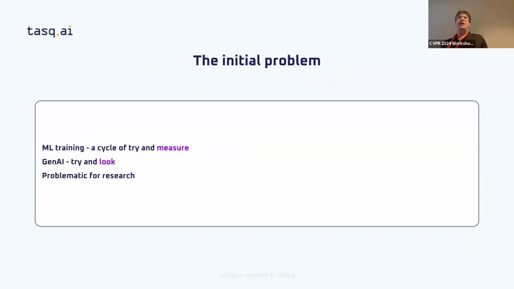So the initial problem is that when we develop a standard machine learning model, we have a cycle of we try something and we measure it, and we try and we measure it, and like that we train again and again, fine-tune parameters until we have something that's hopefully good enough. Now, in generative AI, we don't have the measure part. So we try something and we look, and we try and we look, and we just look at a whole lot of results to understand what's going on with our models. It can be quite problematic for research, especially for optimization, where we need to do it just too many times.